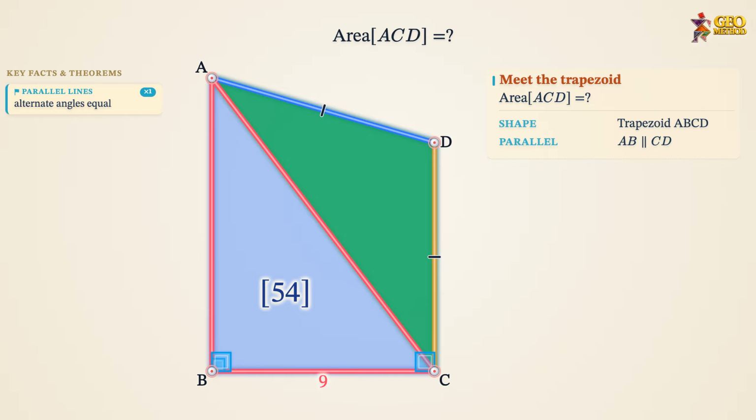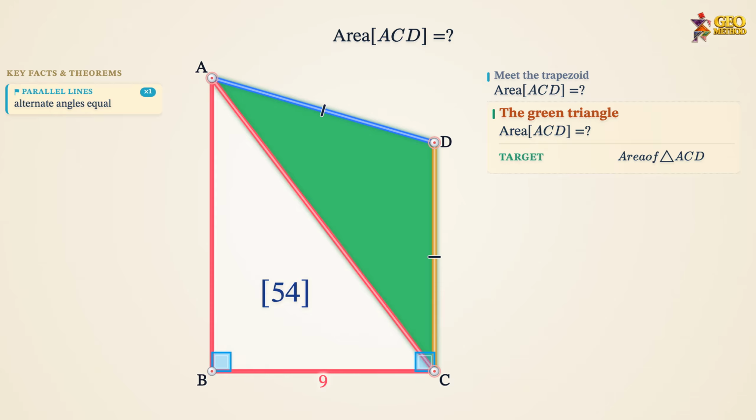Here is trapezoid ABCD. The left side AB is parallel to the right side CD, and the corner at B is a right angle, so the horizontal side BC is the height between the two parallel sides. The diagonal AC cuts the trapezoid into two triangles. The green triangle ACD on the upper right is the one whose area we want.